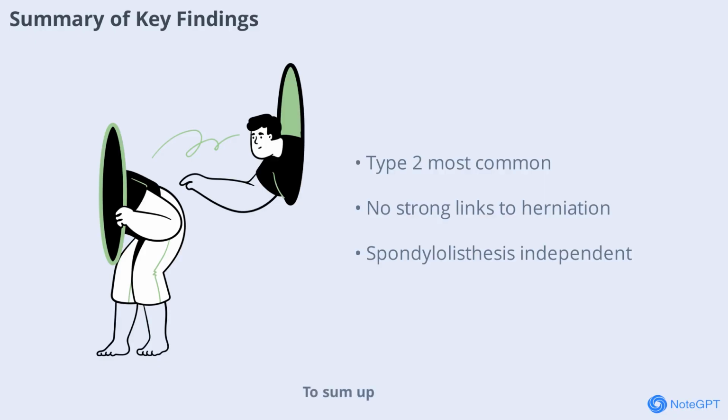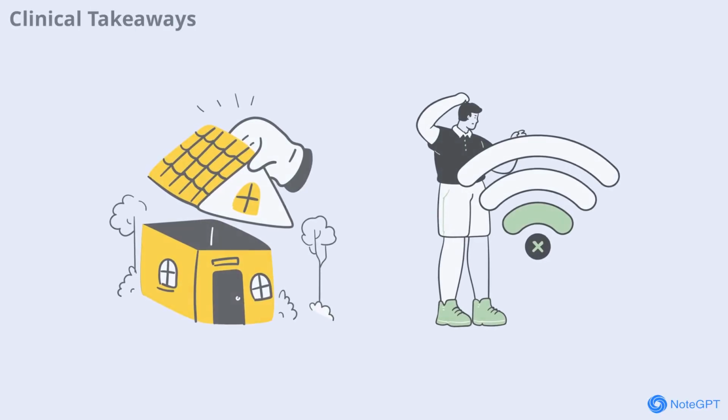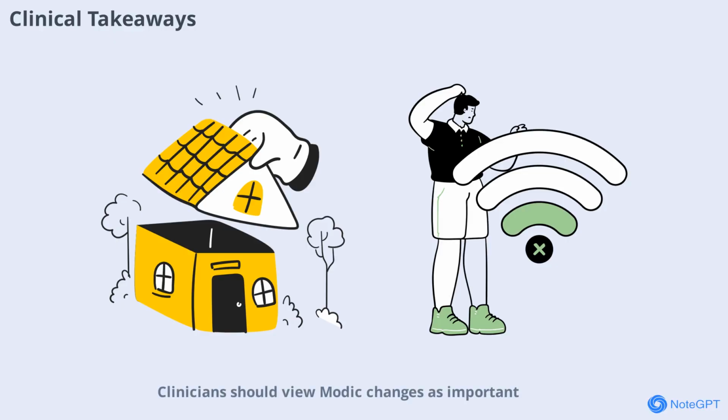To sum up, Modic type 2 is the most common subtype in patients with low back pain, especially in older adults and women. While Modic changes are frequently seen alongside disc degeneration and herniation, strong statistical associations are lacking after rigorous analysis. Spondylolisthesis does not appear to be linked to Modic changes in this population. Clinicians should view Modic changes as important radiological features that may reflect underlying spinal degeneration. However, these findings should be interpreted in context alongside other clinical and imaging data to guide patient management effectively.